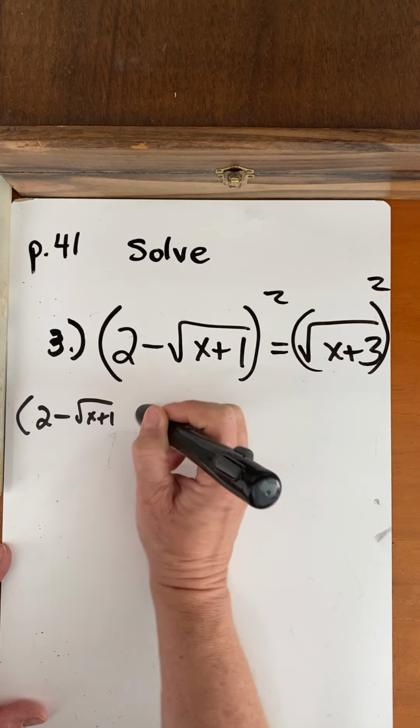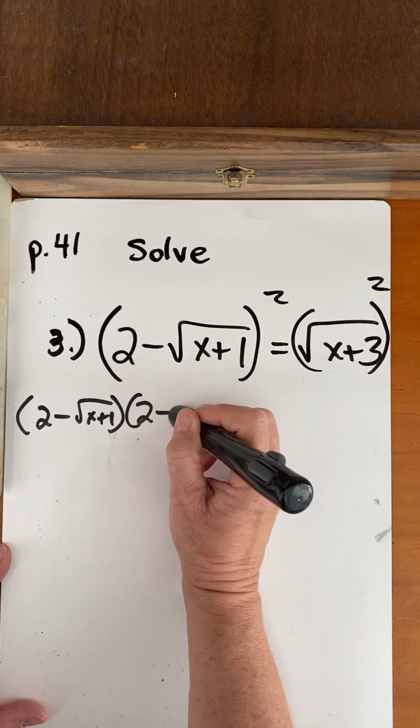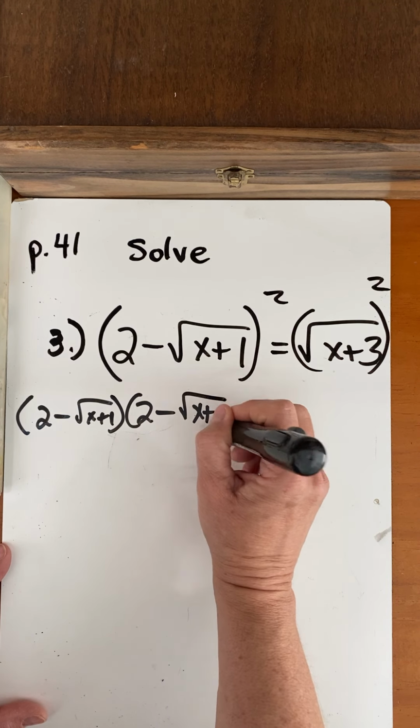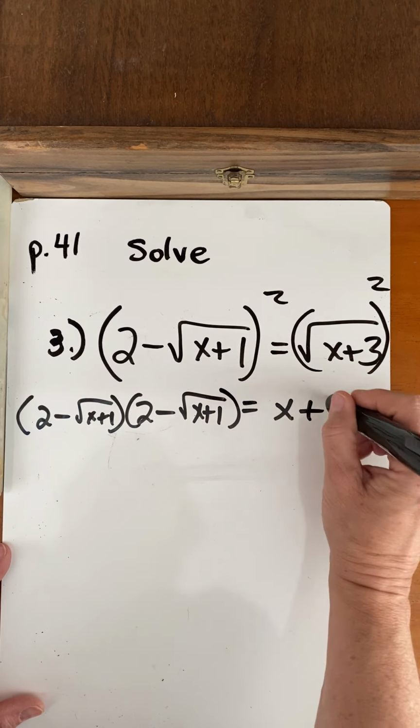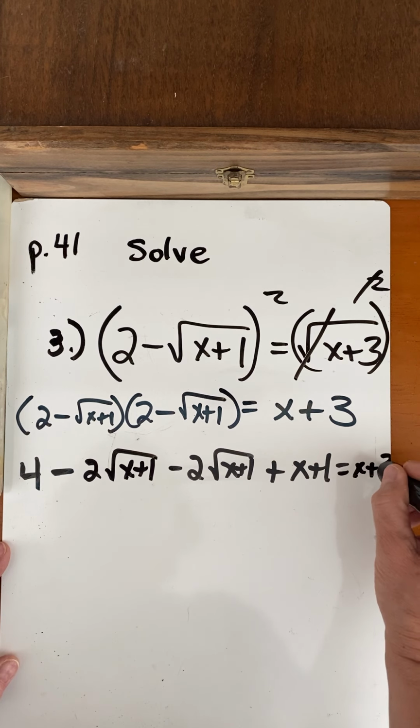So now I have to FOIL with radicals. And if you don't remember to FOIL, this and this cancels out. You will be wrong. So now 2 times 2 is 4, minus 2 root x plus 1, minus 2 root x plus 1, plus x plus 1 equals x plus 3.